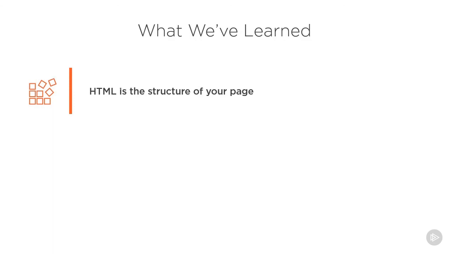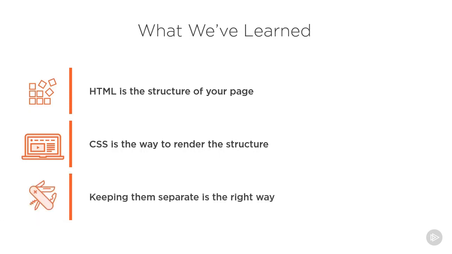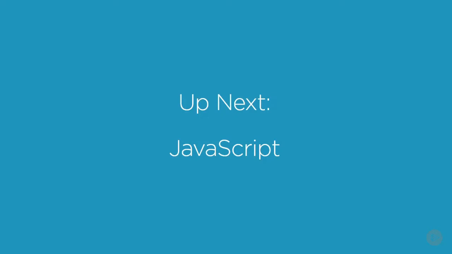So what have we learned? I've introduced you to the idea of the HTML is the structure of your page, that each of the elements inside HTML will help you produce and structure what you want to show to your users. We've also seen how CSS will allow you to describe how you want to render that structure. That while HTML is the structure, CSS is the way it's painted on the screen. I've also shown you how to keep them separate, and that this is the right way forward so that your code is more maintainable. Next up, we're going to be diving into JavaScript.